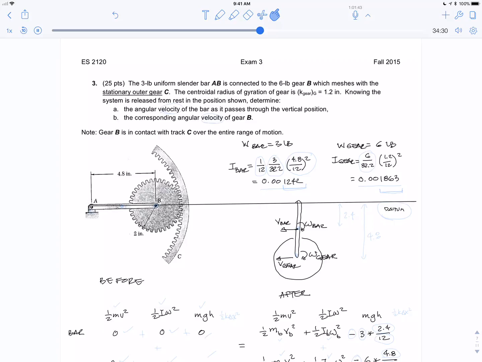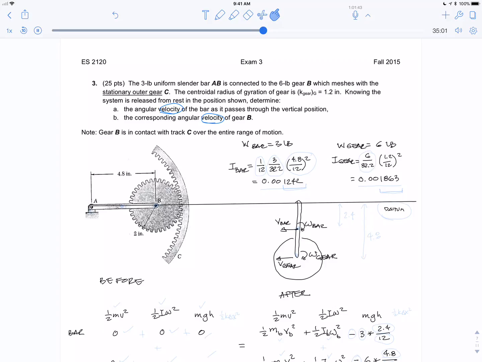Okay, so here's the third problem. When I look at this problem, it starts horizontal, it ends vertical, find the angular velocity. Anytime you see some kind of problem with dropping distances and velocities, it's going to be an energy problem. We could throw in springs as well, and that would still be an energy problem.